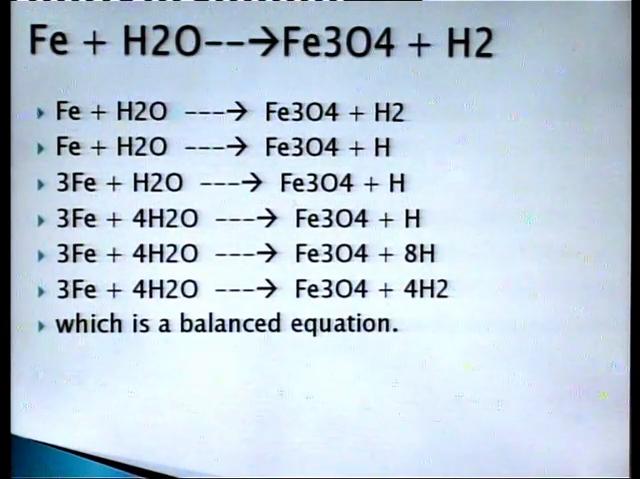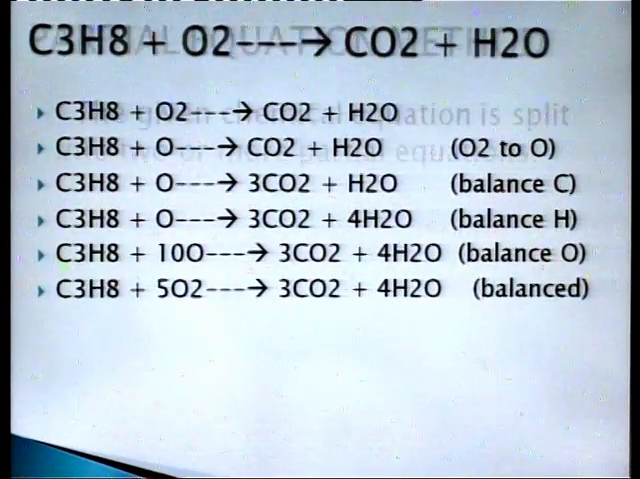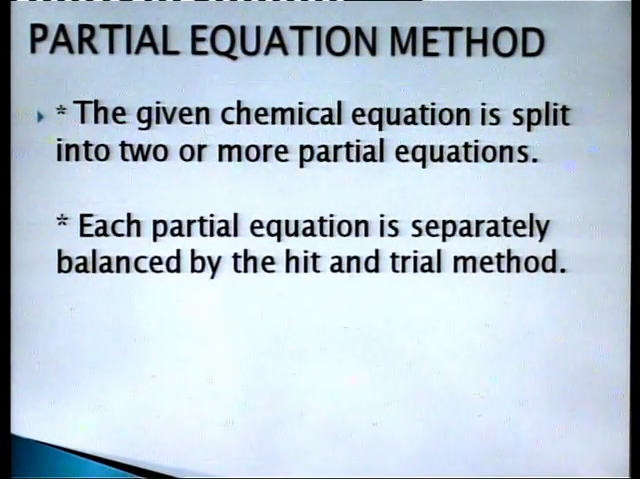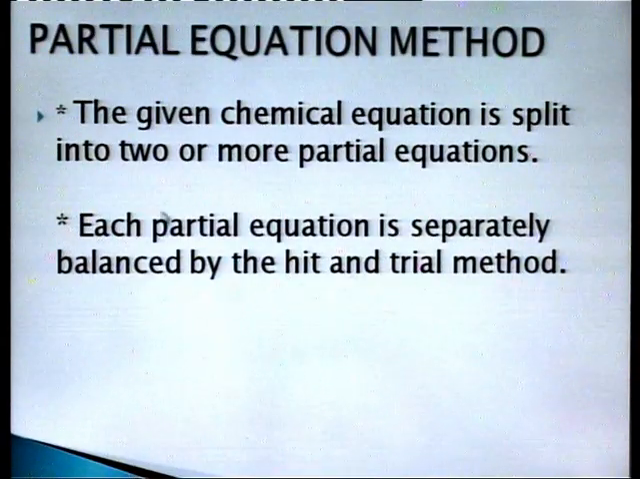The next method which is to be used for balancing a chemical equation is called the partial equation method. The steps followed during this method are: the given chemical equation is split into 2 or more partial equations. This method is used for complicated reactions. So, first of all, change that complicated equation into 2 or more partial equations.